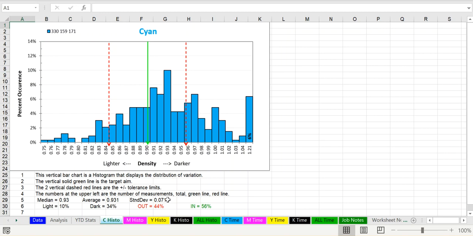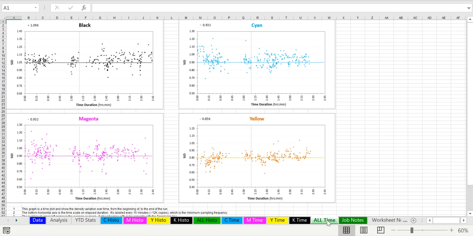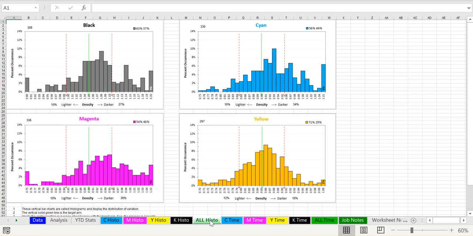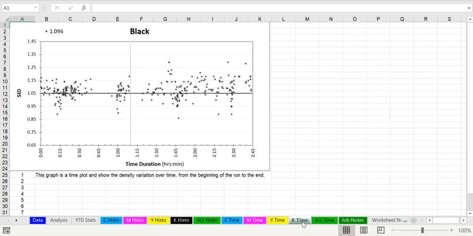Now, the histograms are very informative, very useful, but they don't tell you anything about time or stability. So now what we want to do is take a look at the data plotted over time. So this was the composite data for the histograms. This is the composite data for the time plots, time series, and let's look at the individual data here.